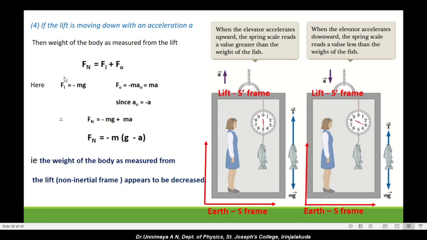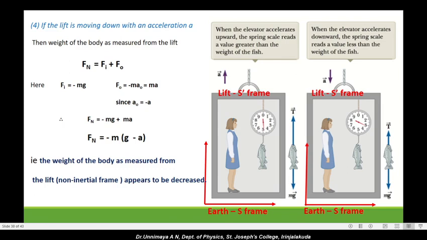So the actual weight of the body measured in the inertial frame is -m into g. Here when we measured the total weight of the body when the lift is accelerating downwards, the weight of the body becomes minus m into g minus a. ജിയിൽ നിന്നും a quantity കുറഞ്ഞു. So the weight of the body as measured from the lift appears to be decreased. ലിഫ്റ്റ് താഴേക്കാണ് ആക്സിലറേറ്റ് ചെയ്യുന്നതെങ്കിൽ എന്തായിരിക്കും 5 കിലോഗ്രാം ഉള്ള ഒരു ബോഡിയുടെ വെയിറ്റ് എത്ര നമുക്ക് ഫീൽ ചെയ്യുന്നത്? 4 കിലോഗ്രാമോ 3 കിലോഗ്രാമോ ഒക്കെ നമുക്ക് ഫീൽ ചെയ്യുള്ളൂ.